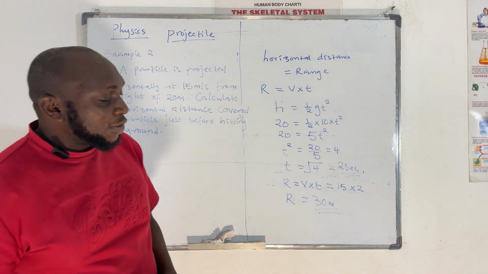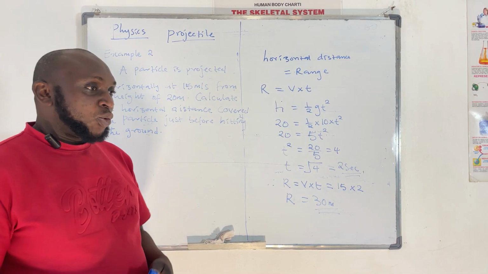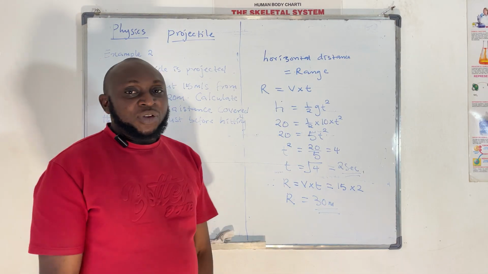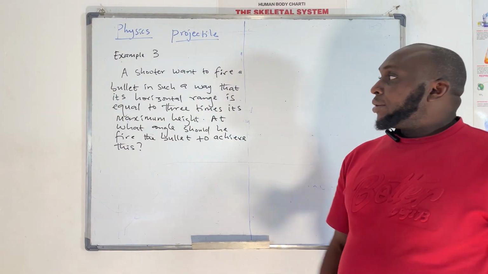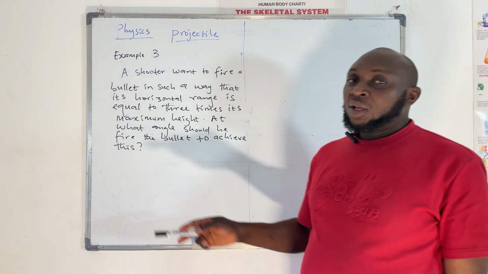The horizontal distance, like I said, is the same thing as range. And when you apply all this method, you get the value of that range as 30 meters. Okay, this is question number 3 under projectile.